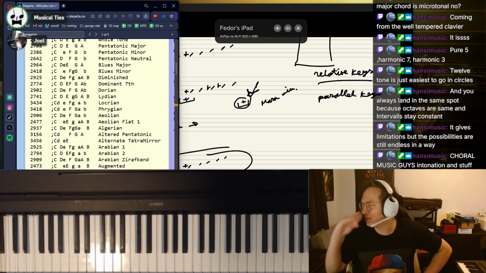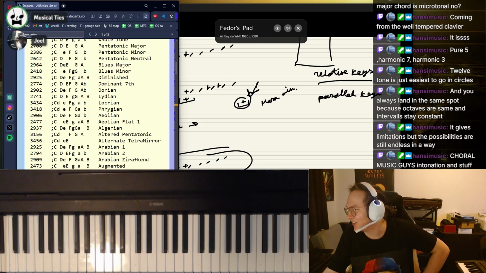And also, I wanted to point out one thing. Hansi's been typing a storm, but I wanted to point out one thing that was really crazy that he said: a pure major chord is microtonal.